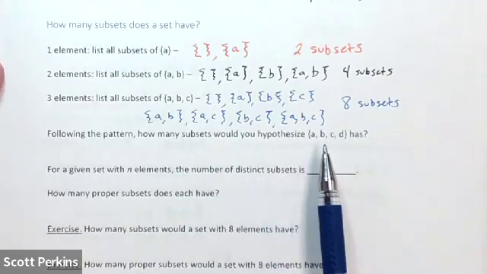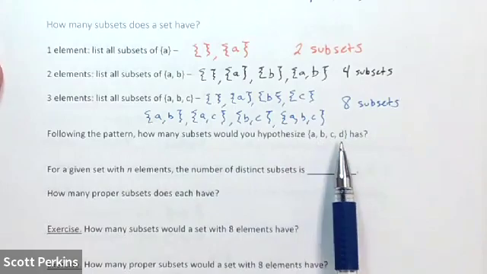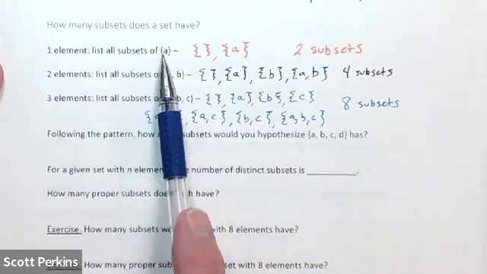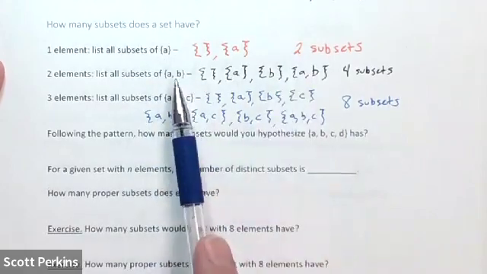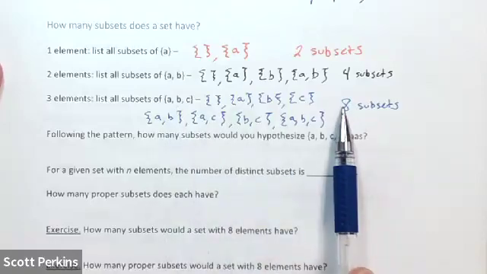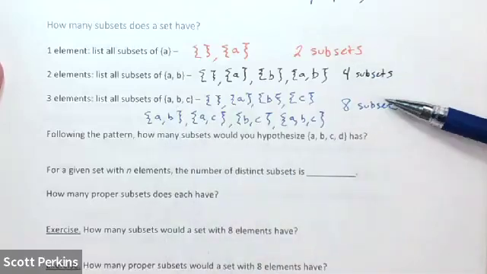Now, I'm not cruel, so I'm not going to make us list out all the subsets when I have 4 elements, but we are going to use this now to see if we can figure out the pattern. So when I had 1 element, there were 2 subsets. When I had 2 elements, there were 4. When I had 3 elements, there were 8. What's happening each time?